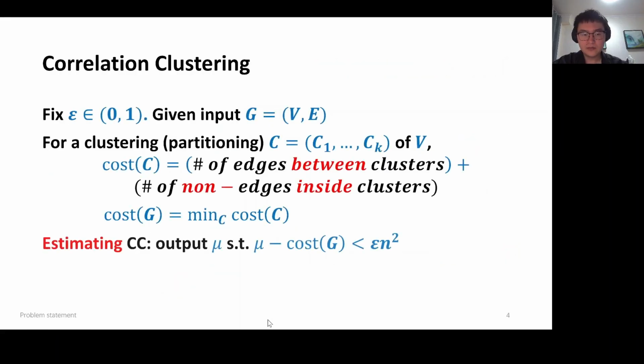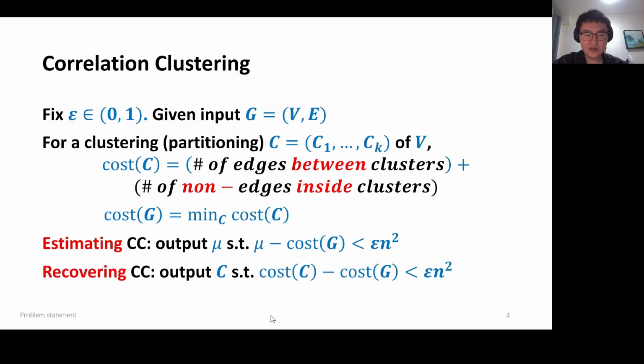In this work, we consider the correlation clustering problem, which is a discrete machine learning problem. In this problem, we fix an approximation parameter epsilon. Given an input graph G, for a clustering, which is also a partitioning of the vertex set C, the cost of the clustering C is the number of edges between different clusters plus the number of non-edges inside the clusters. The cost of G is defined as the minimum over all clusterings C of the cost of C.